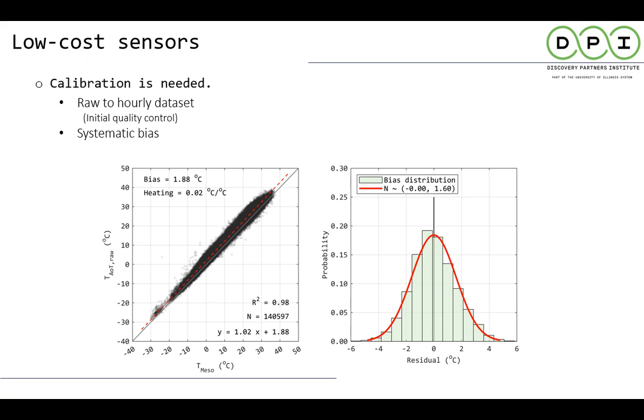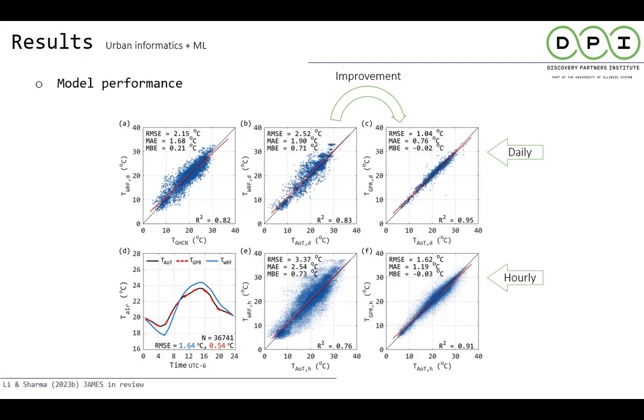So in this case, we do all of the pairwise comparisons and do the analysis. We can say, okay, there will be some constant bias and also some heating. After correction, we'll have a normally distributed bias. Say we correct the data, and this can be used as the ground truth in the modeling system.